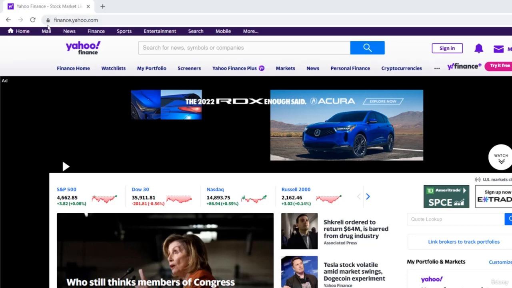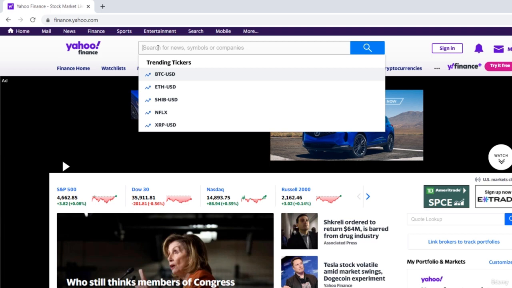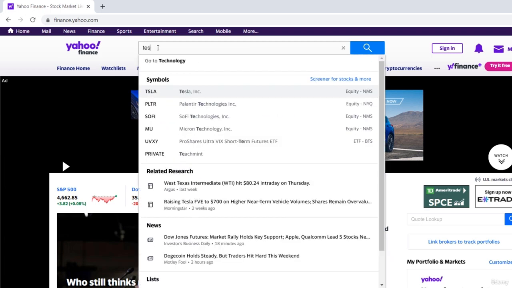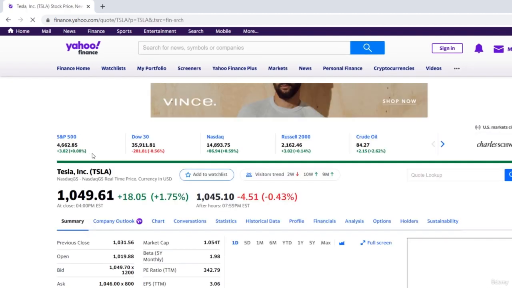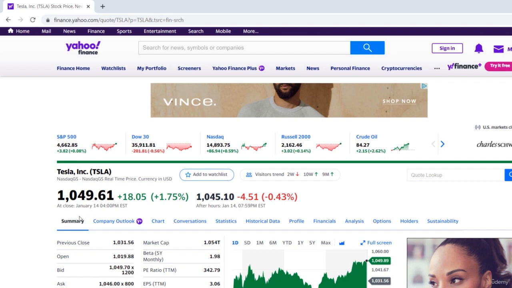Okay, I'm over here at finance.yahoo.com and we're just going to search for Tesla. We're going to look at their balance sheet here. You can type in their name or start typing in their name or just put in their ticker symbol TSLA. That'll get you there. So we'll go to Tesla and you'll see a quote here for Tesla and the summary and everything.